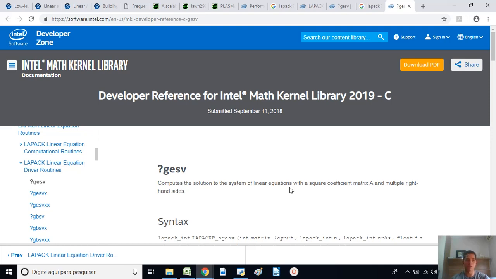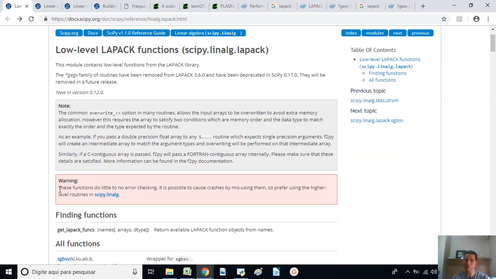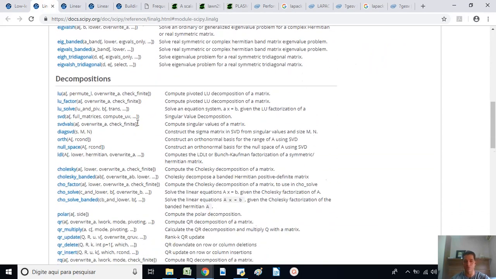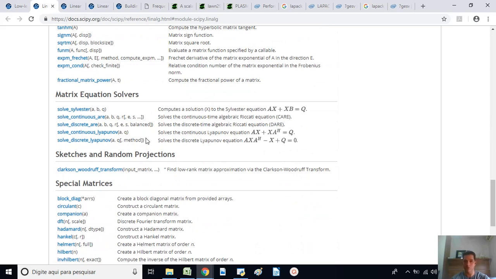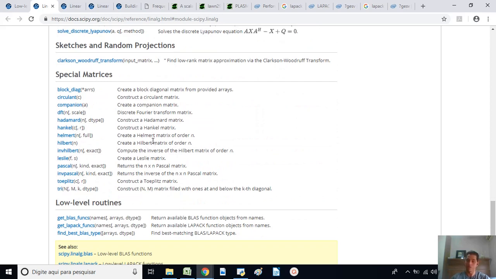So we can make calls to LAPACK from Python. It's obvious, a lot of us know it. But let me show you here. We have a page dedicated to it: low-level LAPACK functions in SciPy. And we have a description here, but we have a warning. These functions do no literal checking. It's possible to cause crashes by misusing them. So prefer using the high-level routines in SciPy linalg, the library we were using in this video. And here we have dozens of functions for eigenvalue problems, decomposition problems, matrix functions, matrix equation functions, solvers, and for special matrices.